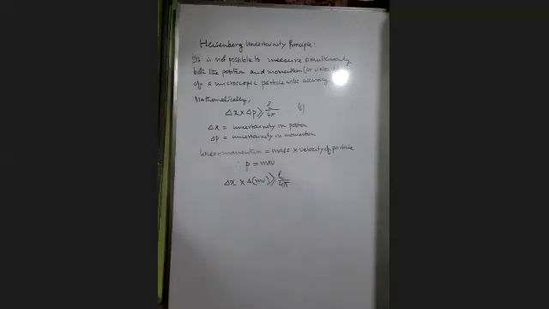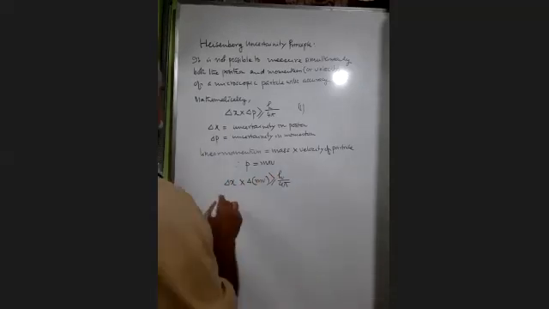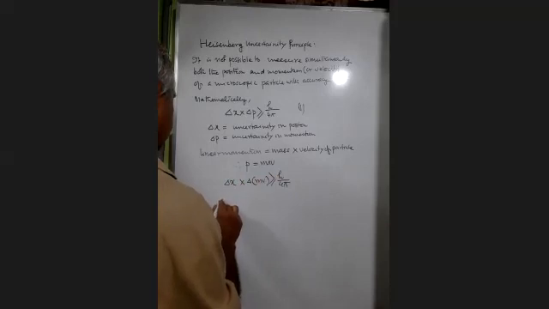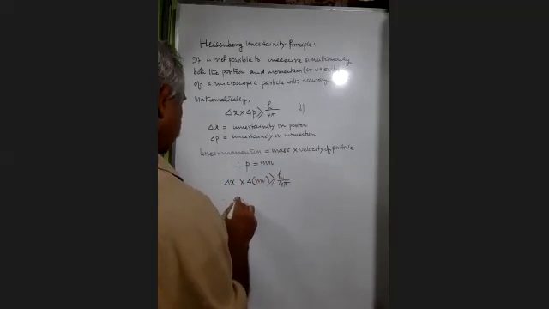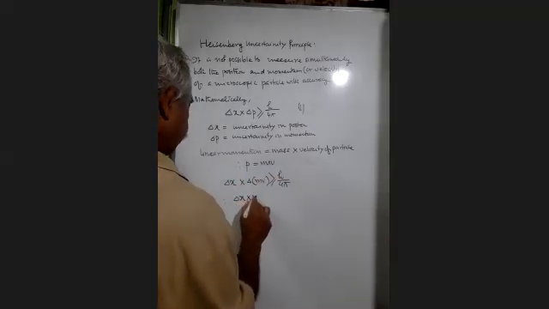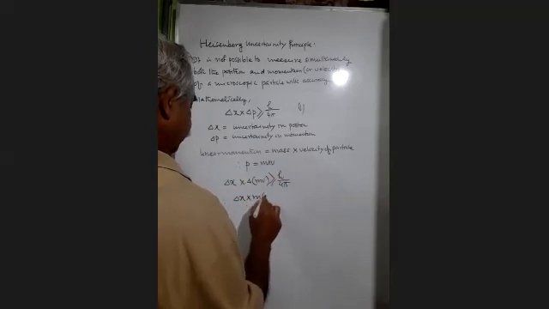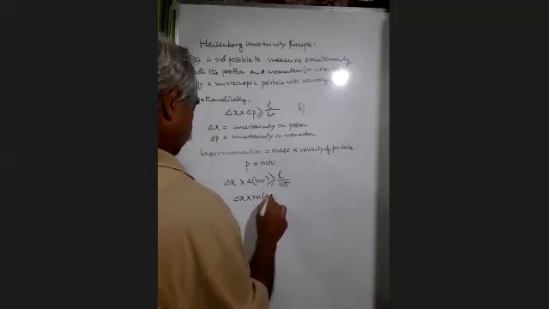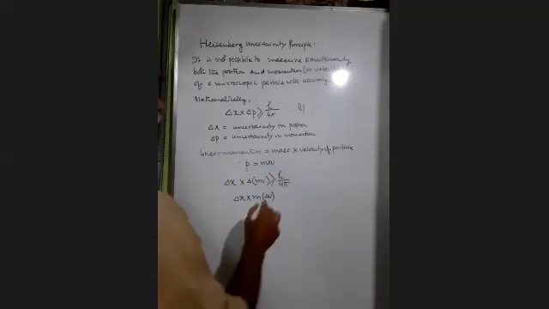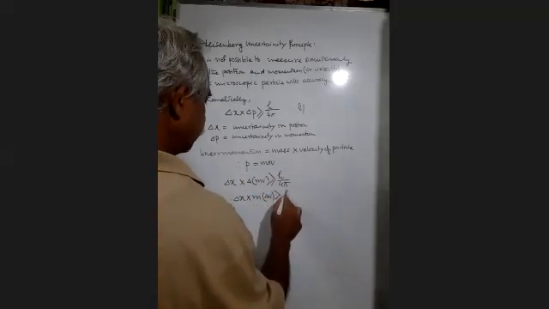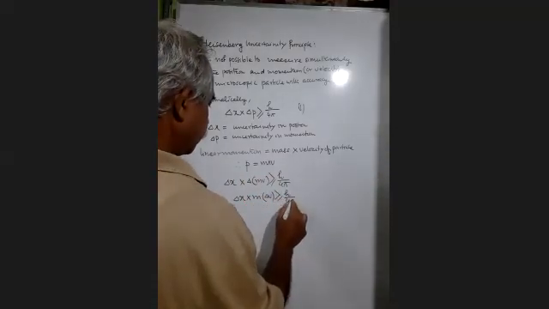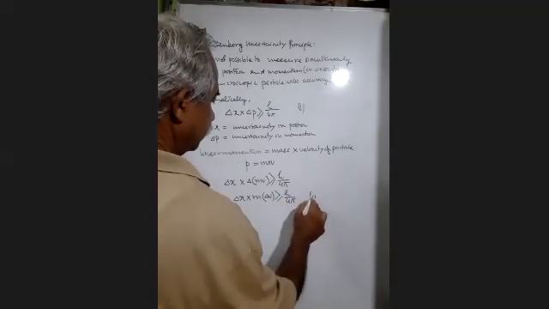See, there cannot be any uncertainty in the mass. Mass is always fixed. So therefore, I can write delta x into delta v is greater than or equal to h by 4 pi. So this is the equation.